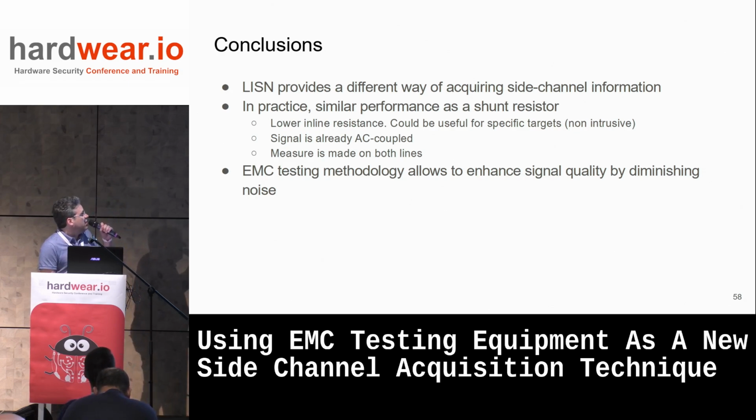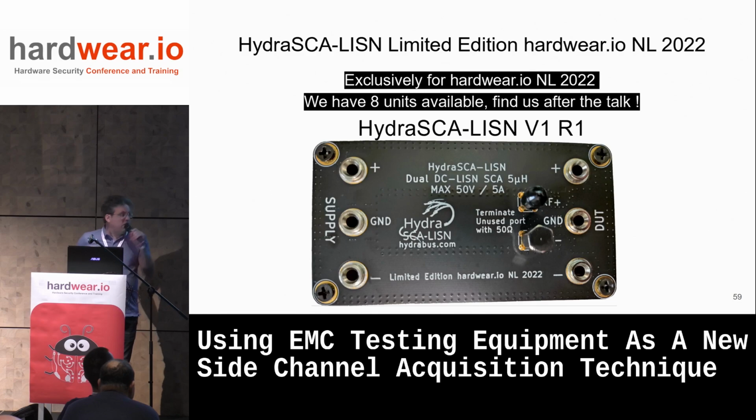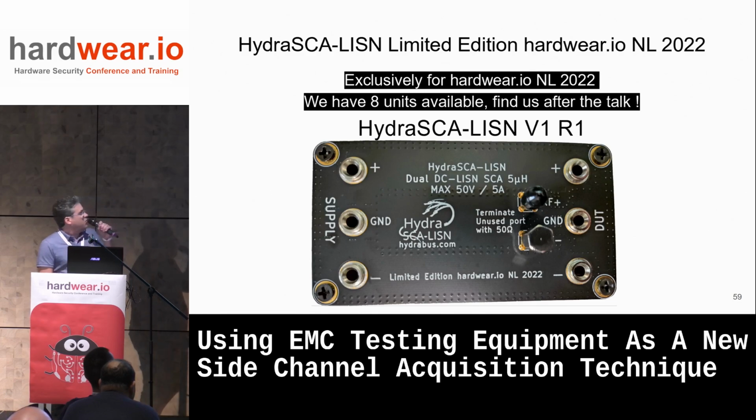And the signal is already AC coupled, and the measure is made on both lines. So you have the plus and the minus. Minus is ground in this case, but you can have power supplies with negative voltage also. And EMC testing methodology allows us to enhance signal quality by diminishing the noise. So for hardwear.io, we have done a specific limited edition of this hardware. The latest one is specialized for side channel, but it also works fine as a standard LISN.